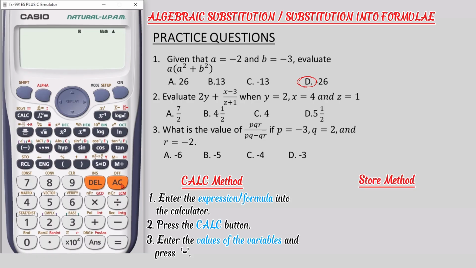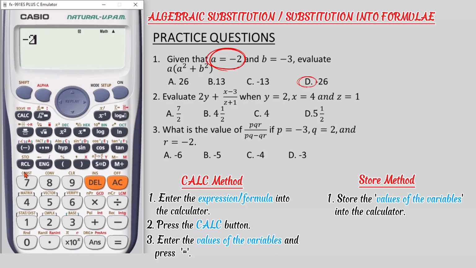What the store method requires us to do is to first store the values of a and b into the calculator. So that is basically what we are going to do now. So I am first going to store a equals -2 into the calculator. And in doing so, what you have to do is to first enter the value of a into the calculator. So we have a equals -2, so I enter -2 into the calculator. Secondly, I activate store on the calculator.